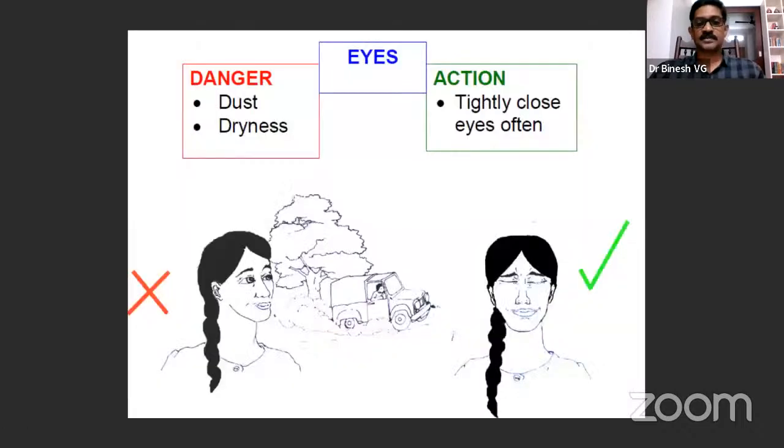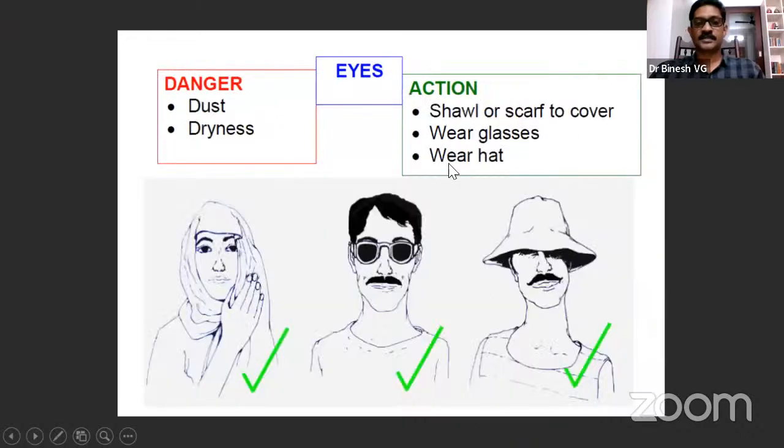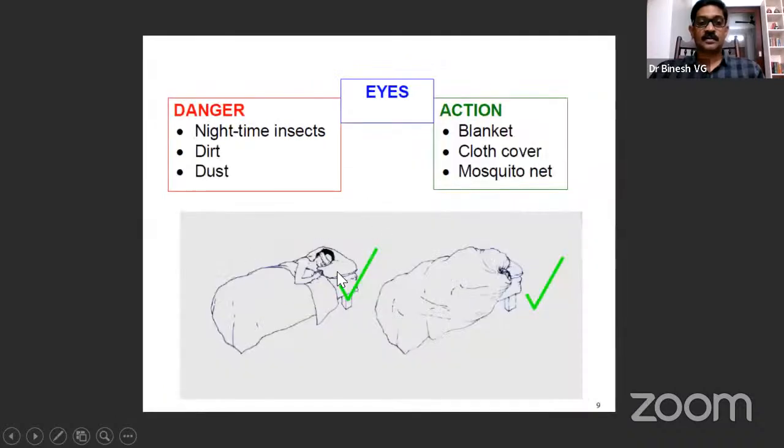Now coming to the eyes, never let dust enter into the eye. When a situation like this occurs, close the eye or use protection, either goggles, a hat, or even clothes. And while sleeping also, the patient has to consciously close the eye or use a blanket or cloth to cover the eye, or use a mosquito net. Never let these things enter into the eyes.